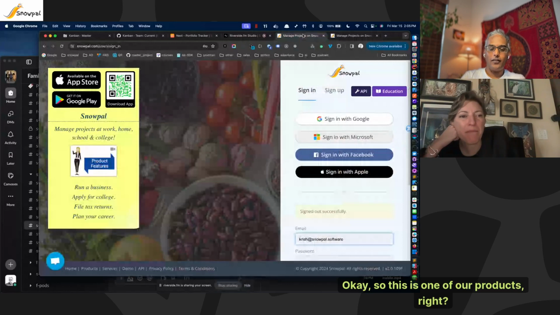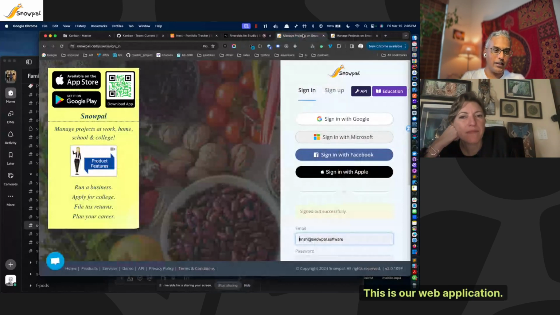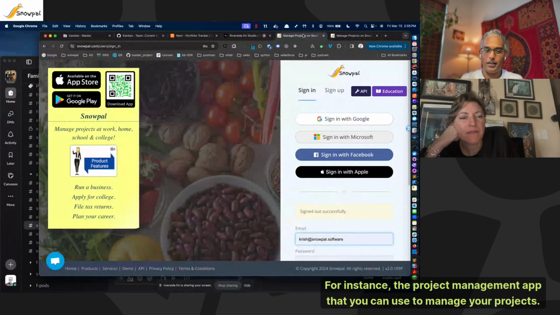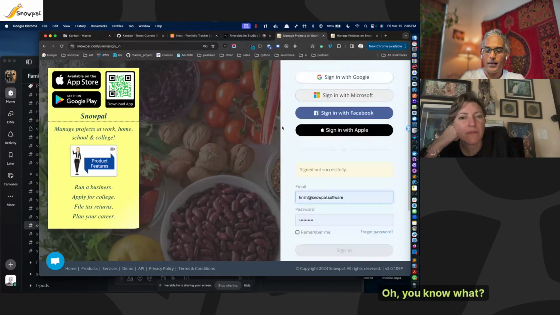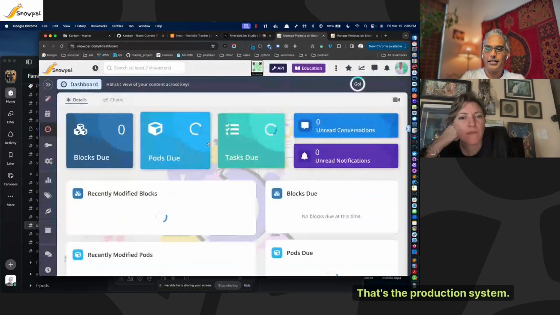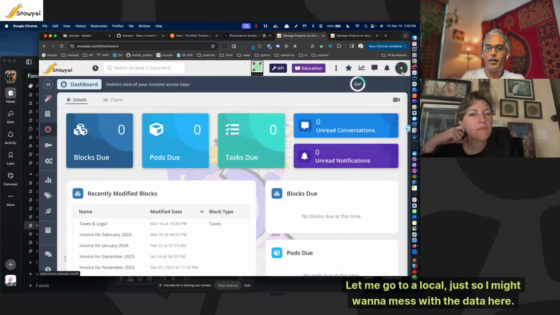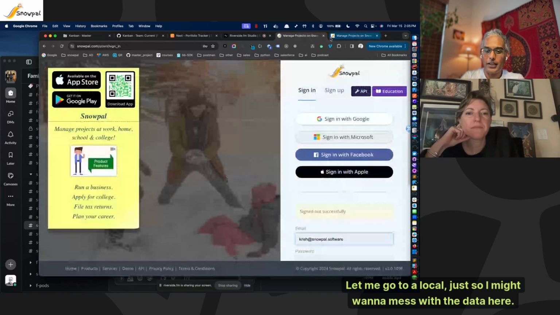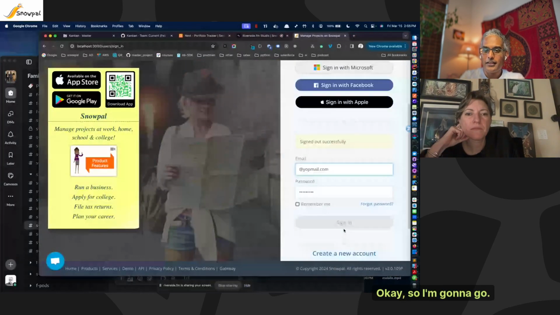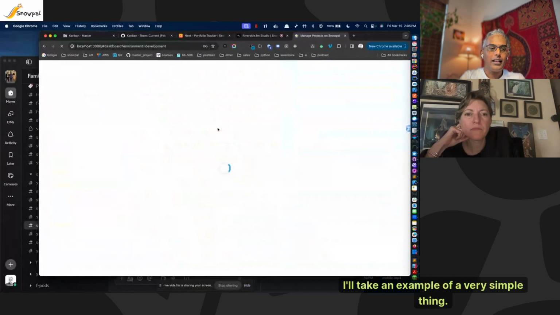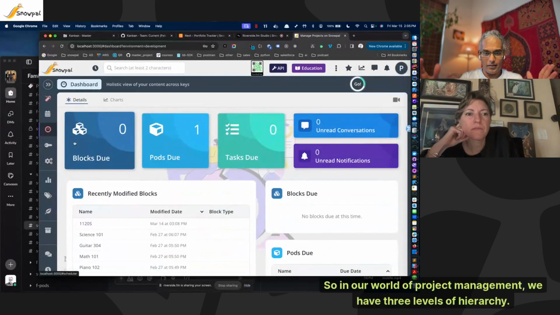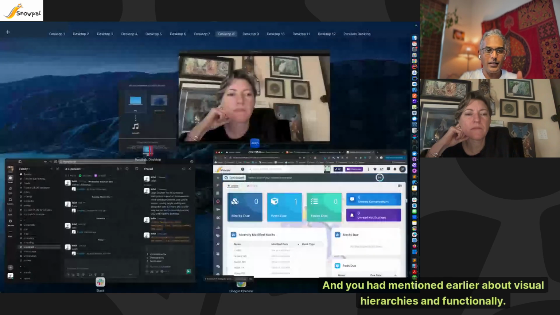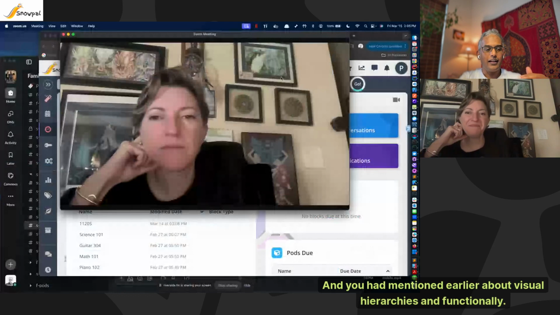Okay, so this is one of our products. This is our web application, for instance, a project management app that you can use to manage your projects. I'm going to take a specific example. Oh, you know what? That's the production system. Let me log out of there and go to a local one, since I might want to mess with the data here. Okay, I'll take an example of a very simple thing. In our world of project management, we have three levels of hierarchy, and you had mentioned earlier about visual hierarchies.